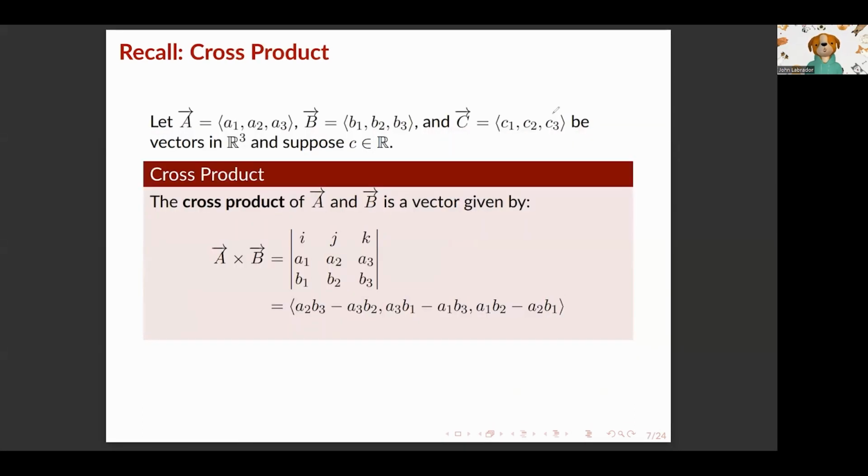Next, we go to the cross product. The cross product of A and B is a vector, which is given by the determinant of this matrix right here. We can use the diagonal method.